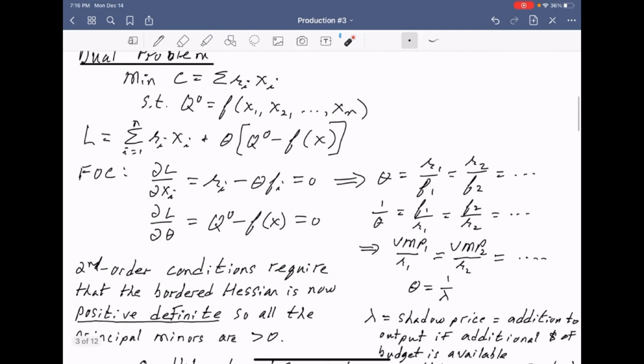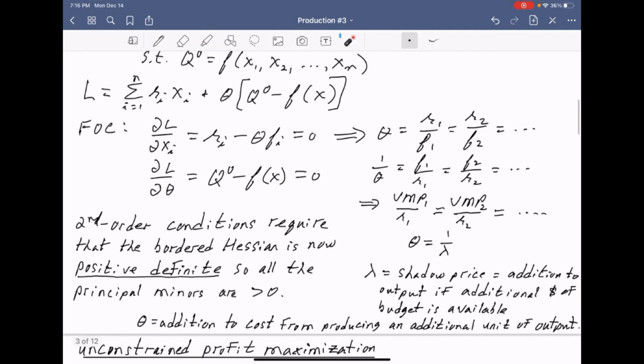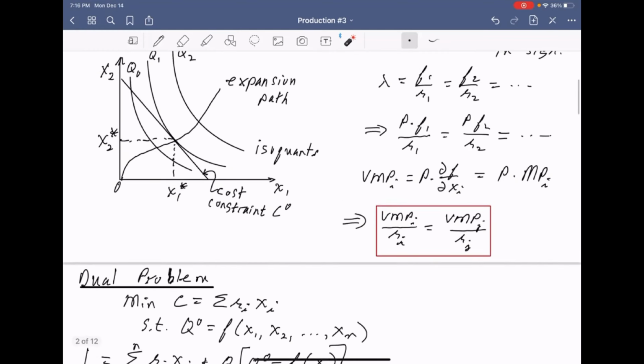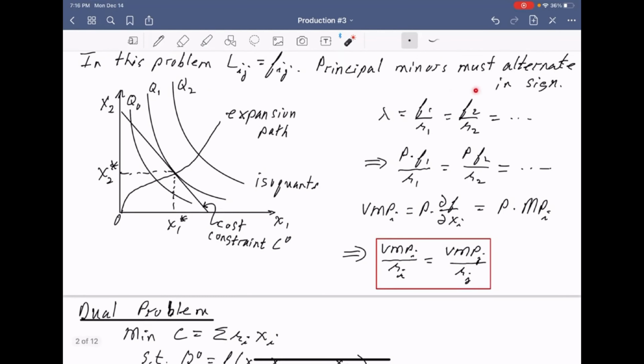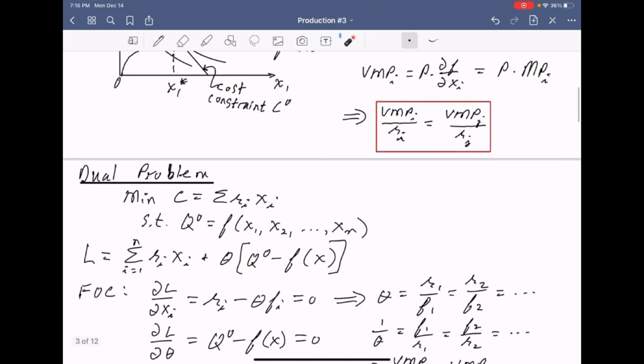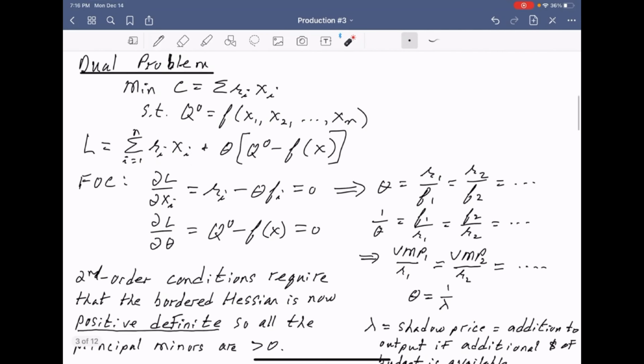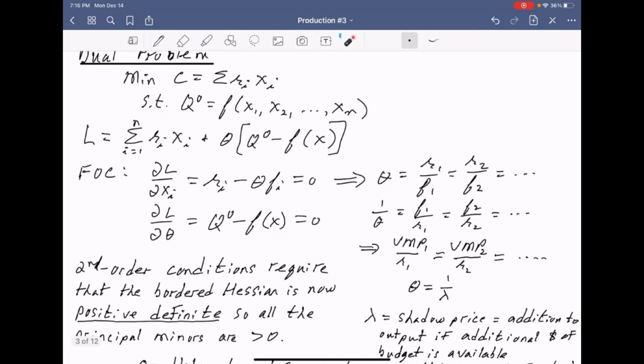Taking first derivatives of that, the first order conditions, we get that theta is R1 over F1, R2 over F2, which is exactly the opposite of what we had with lambda. All right, with lambda we had F1 over R1, F2 over R2. Now we've got theta, and we've got R1 over F1, R2 over F2. So we invert both sides, and then we get 1 over theta is equal to the marginal product of 1 over the input price of 1 equal to the marginal product of 2 over the input price of 2.